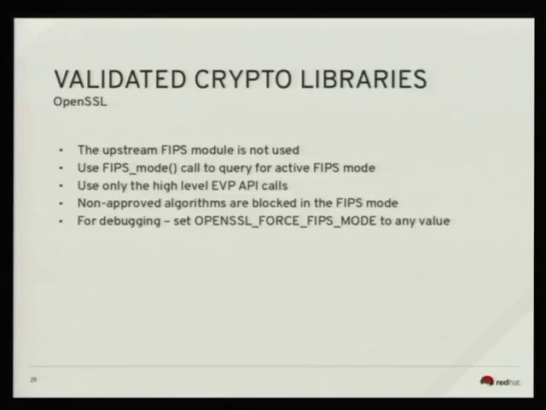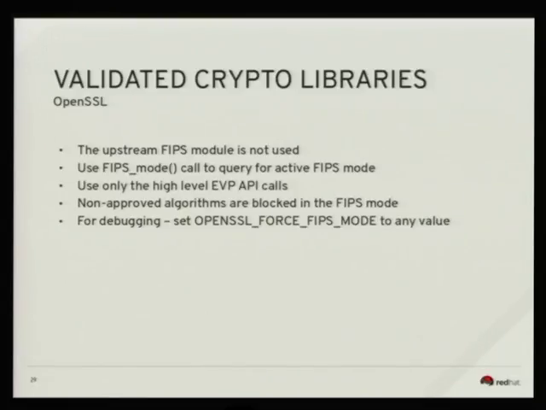For OpenSSL, we actually don't use the upstream FIPS module implementation. There is a historical reason for that, because the validation of the upstream module did not align to our release schedule. So we used parts of the upstream FIPS code and ported it to the version that we already had in RHEL. You use a FIPS mode call to query for active FIPS mode, and you should use only the high-level EVP API calls if you want to be fully compliant.